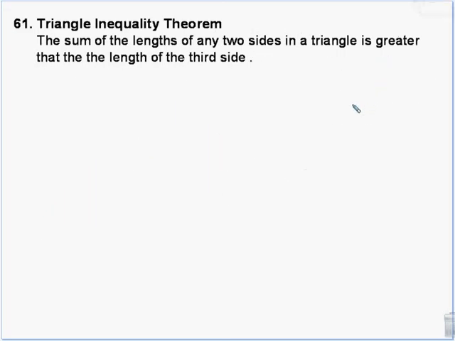Okay, this one should make some sense. It says the sum of the lengths of any two sides of a triangle has to be bigger than the third side. So again, we'll have a triangle.